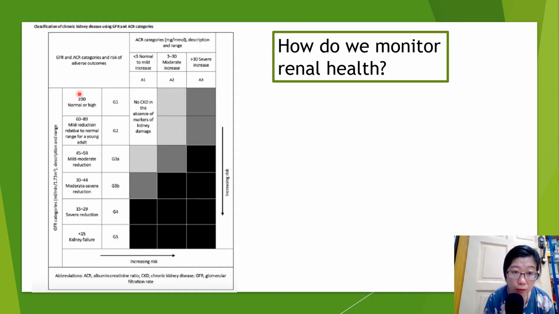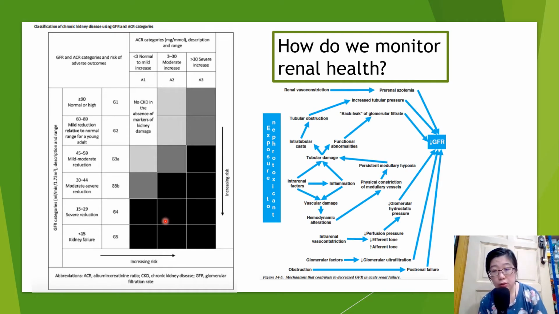So some are normal or high, and you can see some are moderate, some are severe. For different levels you may need to do different dose adjustments based on the drug that the person needs to be on. So this is something to remind. And again, remember the graph that we talked about, one of the ways to reduce GFR. Again, this is just an overview.